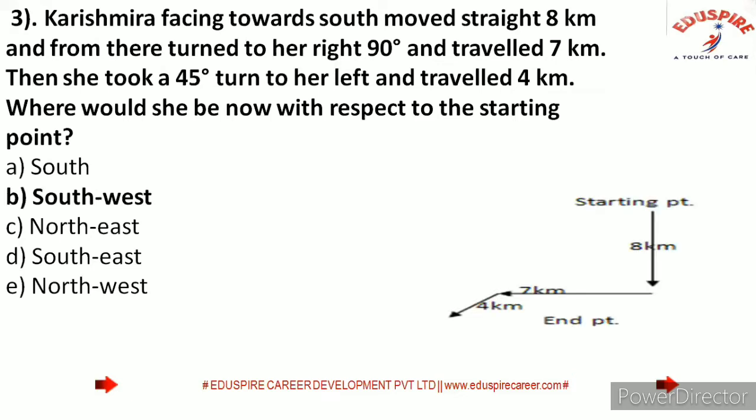So we can draw the figure like this. Karisma facing towards south moved 8 kilometers and from there she turned 90 degree and traveled 7 kilometers, and then she took a 45-degree turn and traveled 4 kilometers. So we can easily identify that Karisma is towards southwest from her starting point. So option B, southwest, is the correct answer.